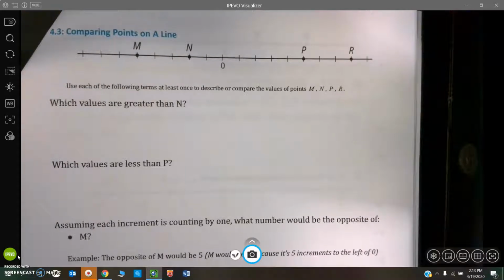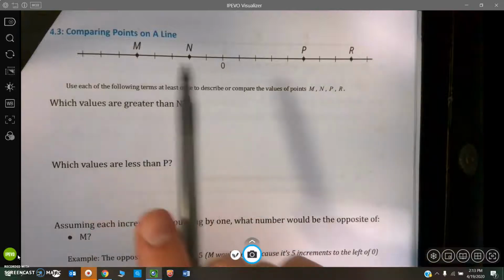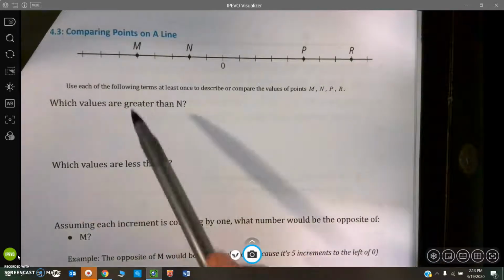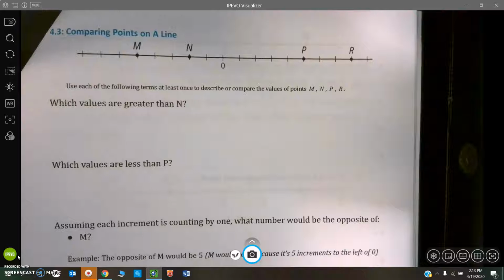Alright, so the title of this activity is comparing points on a line. We've got 4 different points, M, N, P, and R, and we have a few different questions involving these points, and we're going to, like the activity says, compare them. So, first question we have is, which values are greater than N?